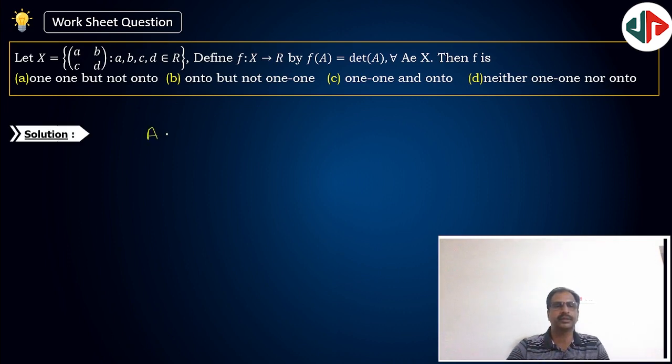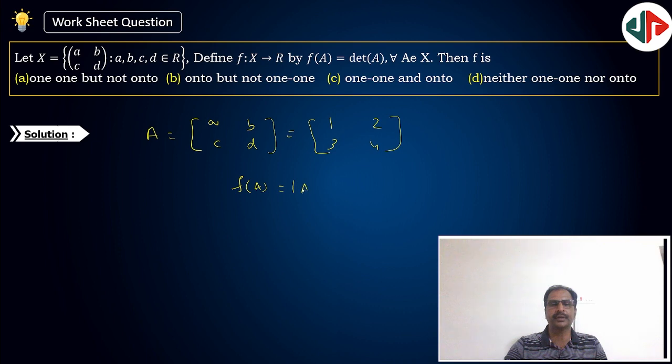Now let us take a matrix A equal to [a, b; c, d], where a, b, c, d are any real numbers. So I am taking 1, 2, 3, 4. Then what is f of A as per the definition? Det A. What is det A? 4 minus 6, which is minus 2.